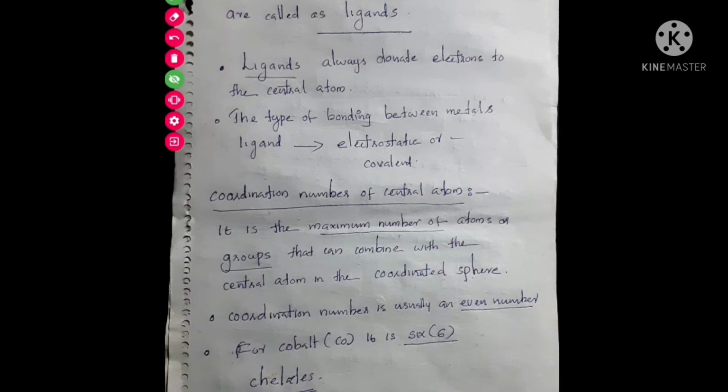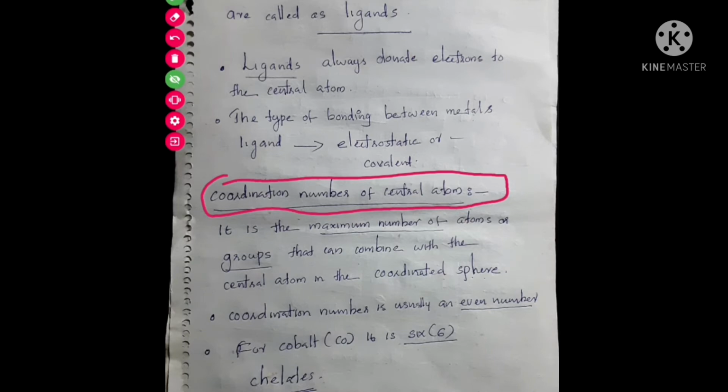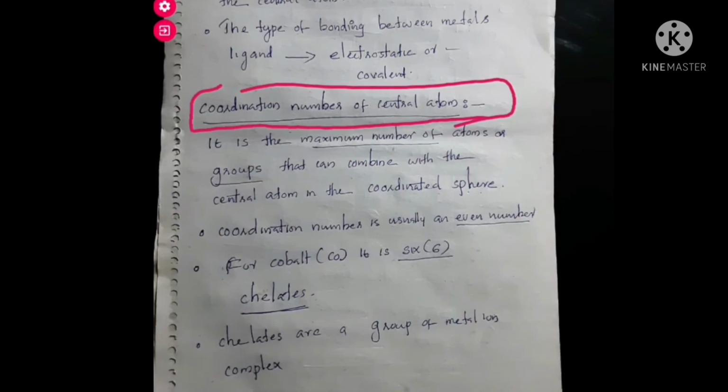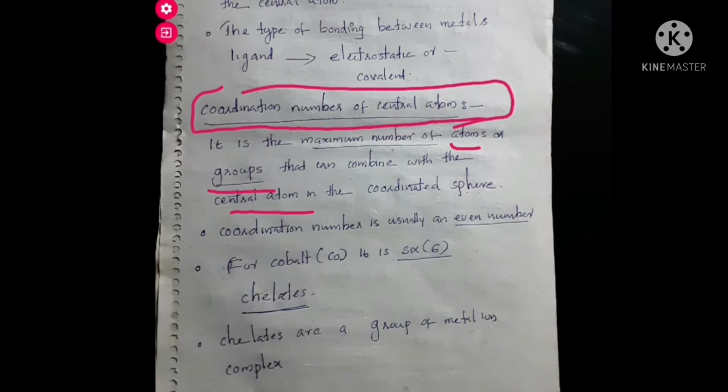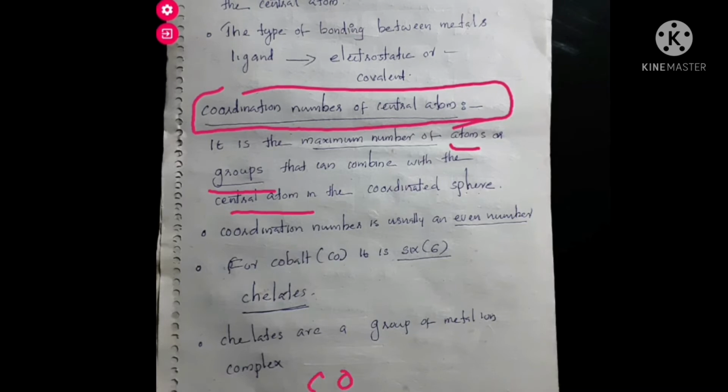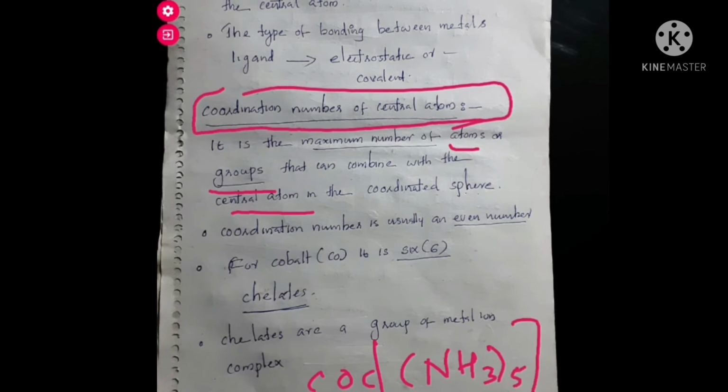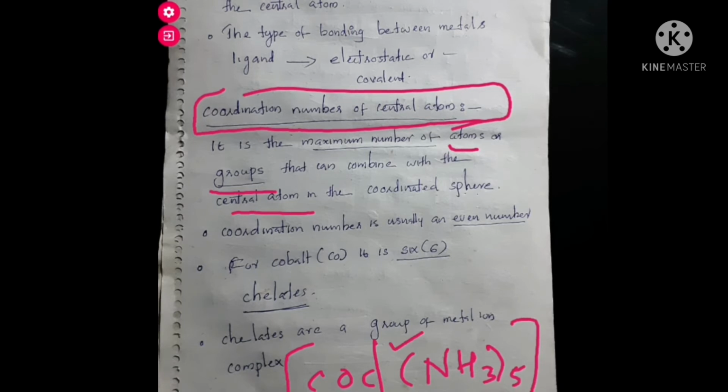Now let's see what the coordination number of a central atom is. You know what coordination number is? Coordination number is the maximum number of atoms or groups that can combine with the central atom in the coordinated sphere. Have you remembered that coordinated sphere? This one is our coordinated sphere. Here cobalt is the central atom and chloride ion and ammonia are the ligands.